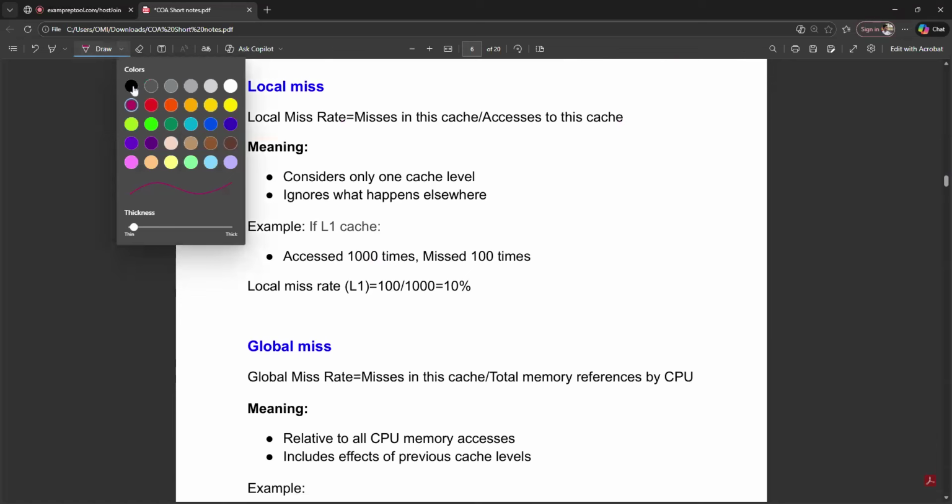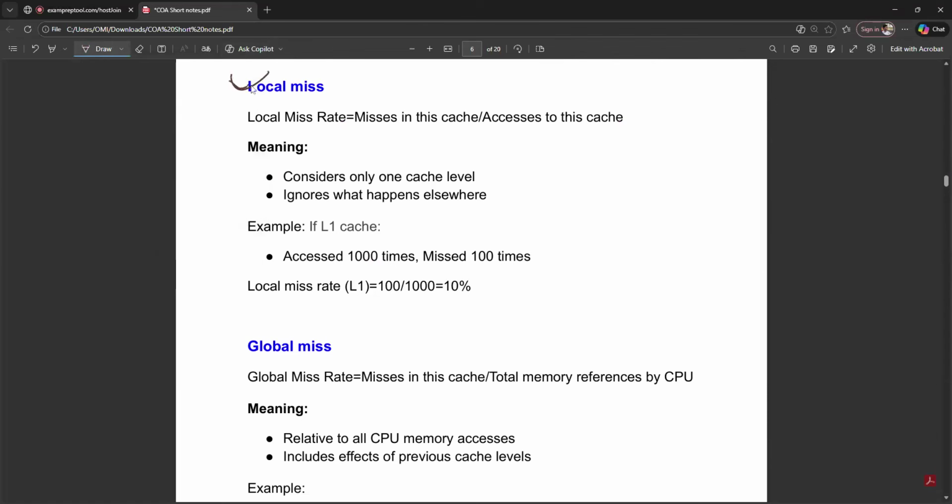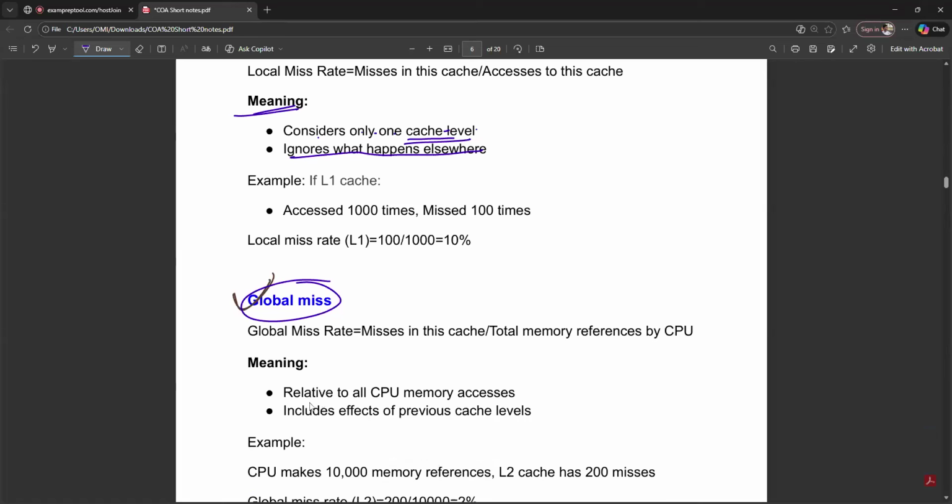Now another good concept is coming. There are two types of misses: local miss and global miss. So what is the meaning? Let me tell you. A local miss considers only one cache level and ignores what happens elsewhere. And the global miss is related to all CPU main memory accesses, and it includes the effect of the previous cache levels.